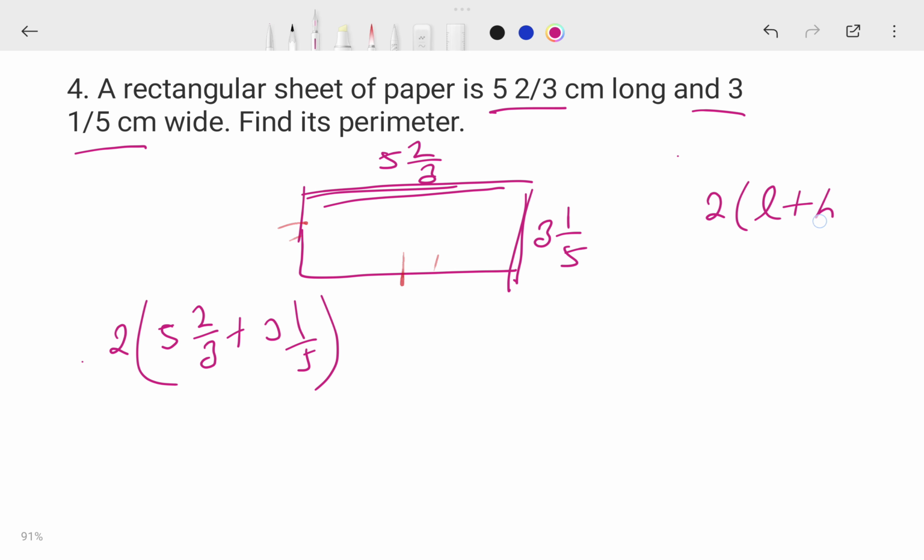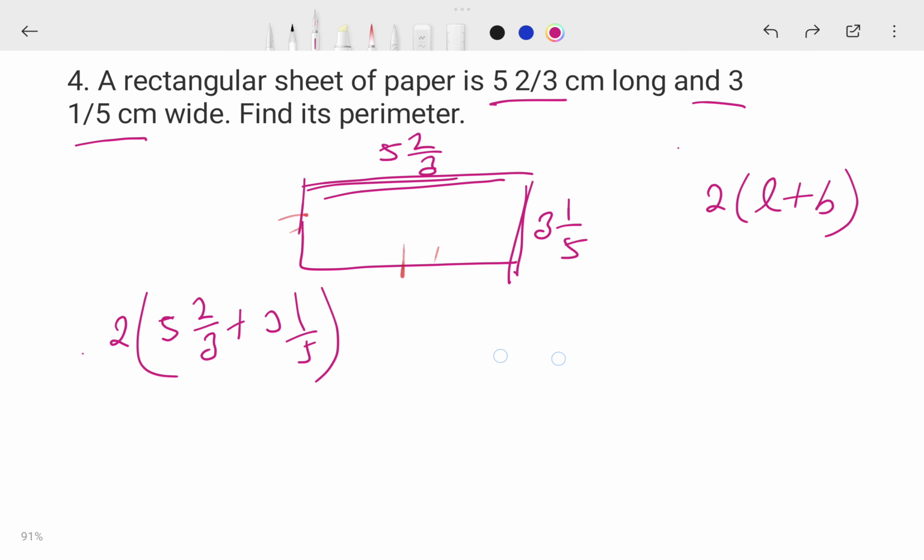2 times (l plus b). Okay, length and breadth. This is the formula of perimeter of rectangular sheets. You can see, anywhere we can do. So how will we solve this one? Let's forget the 2 here for now, let's forget it.